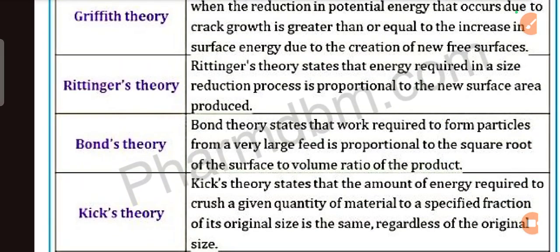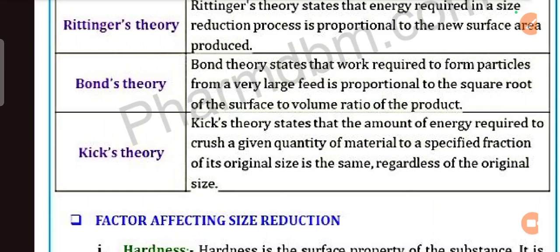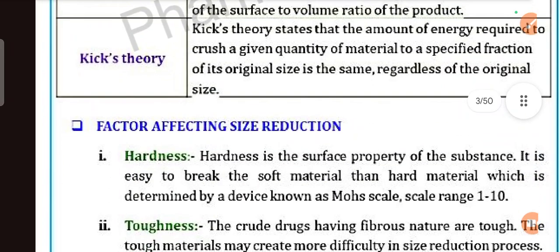Bond theory states that work required to form particles from a very large feed is proportional to the square root of the surface to volume ratio of product. Kick's theory. Kick's theory states that the amount of energy required to crush a given quantity of material to a specified fraction of its original size is the same regardless of the original size.